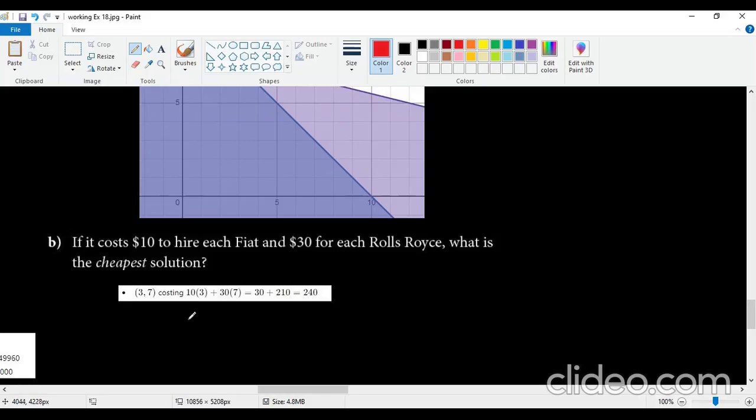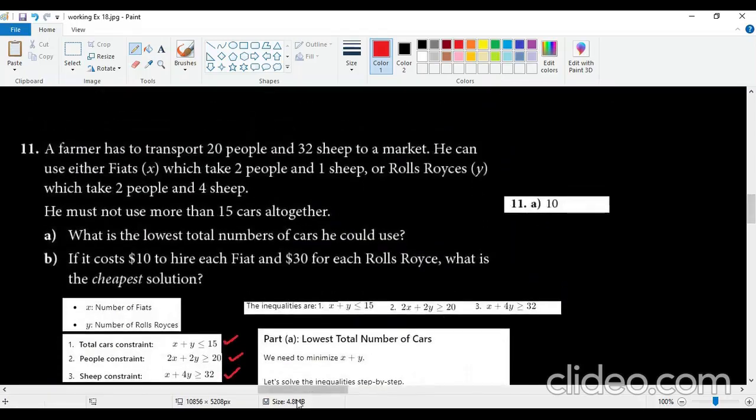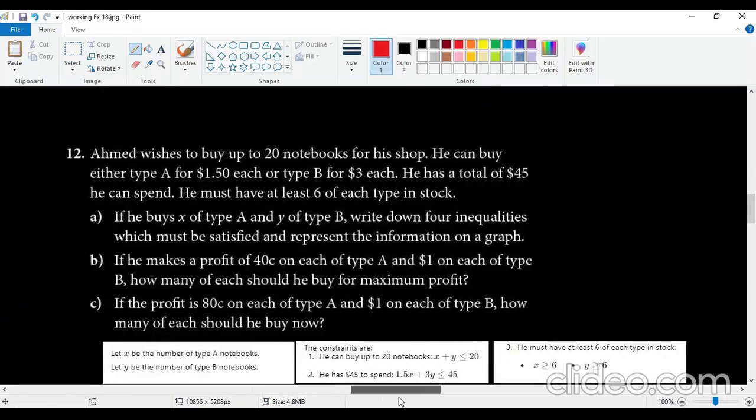Now, when it comes to costing, it is 3 plus 37. So this is going to give us 30, and this is going to give us 210, which is going to give us 240, which is the cheapest solution we are looking for. Moving on to the next question, which is question number 12.